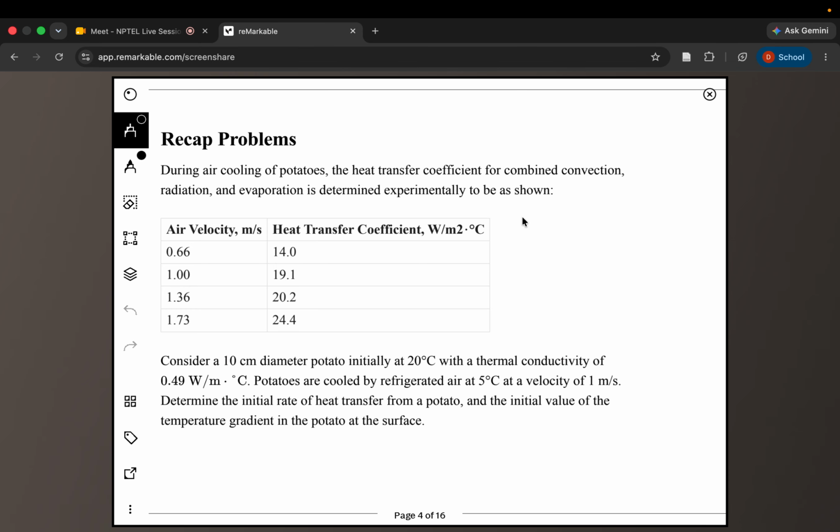Just as a warm-up problem for whatever we discussed in the last week, you can quickly solve this problem, and then we'll get started with this week's session.